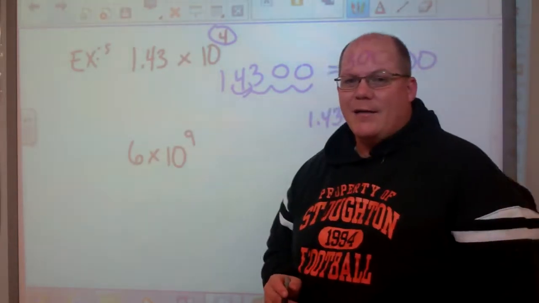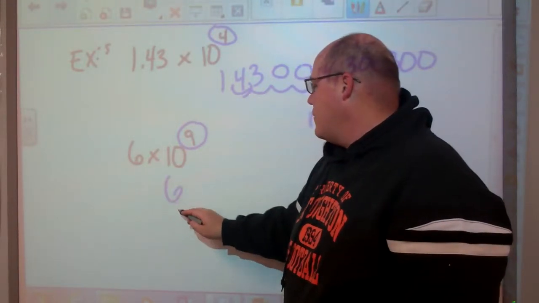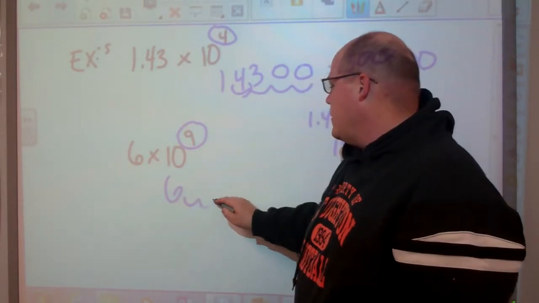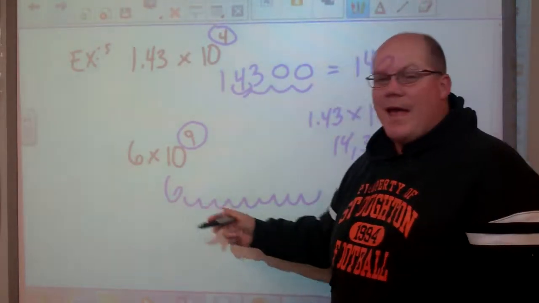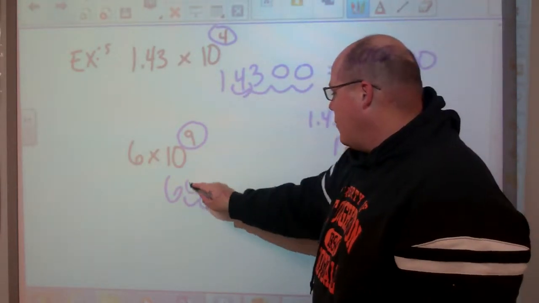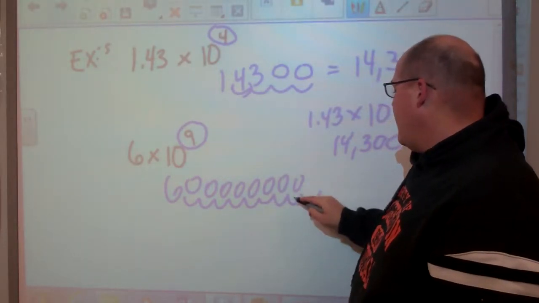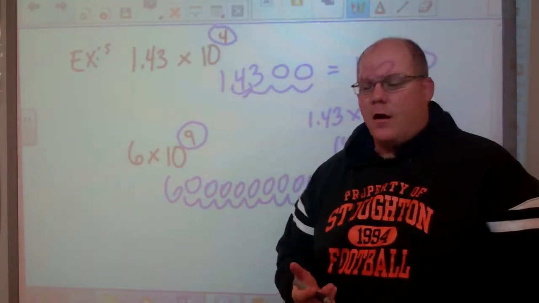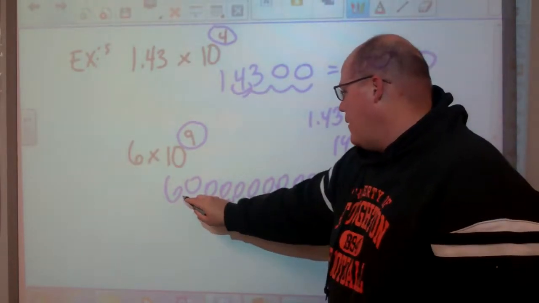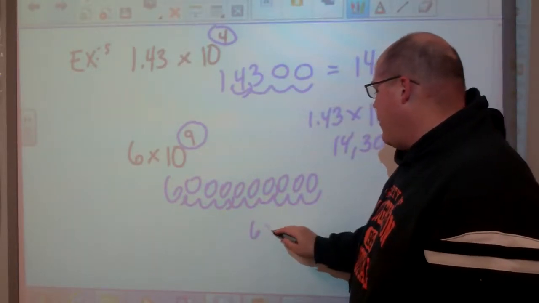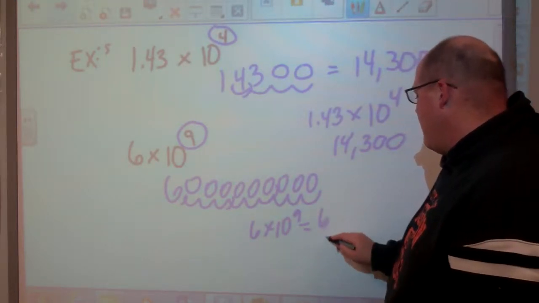Very good. Let's do this last one. We have 6 times 10 to the 9th power. We're going to be moving it 9 times. So 6, here's my decimal. 1, 2, 3, 4, 5, 6, 7, 8, 9. I'm going to be adding 9 zeros here. And now I'm going to add my commas in. My commas are going to go here, here, and here. So this 6 times 10 to the 9th in standard notation would be 6 billion.